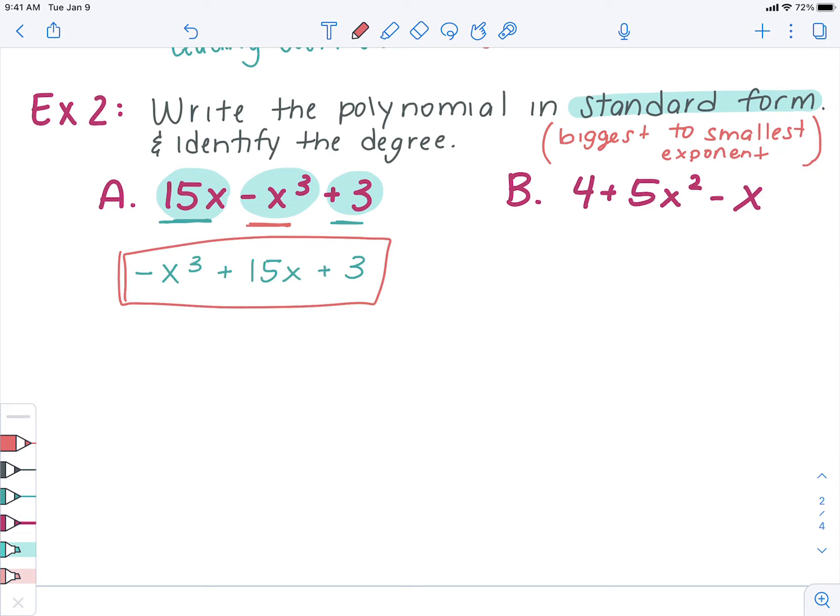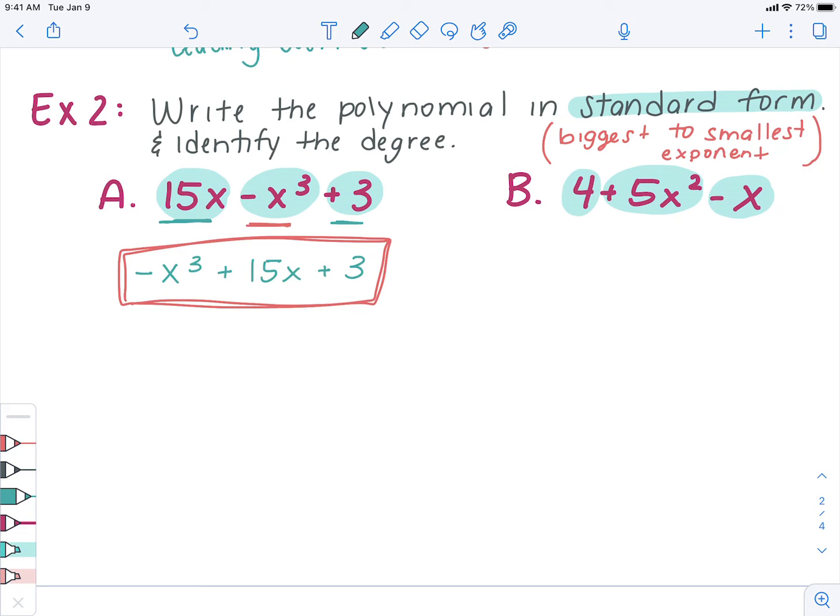This is my final answer for A. If I was looking at B, I've got 4 plus 5x squared minus x. So I've got a 4, I've got a positive 5x squared, and a negative x. So I see an exponent of 2. I know that one's going to come first.